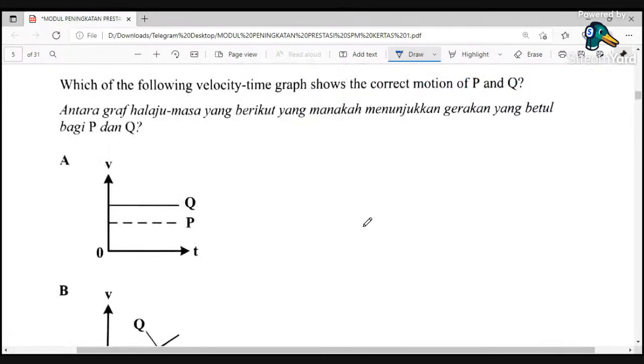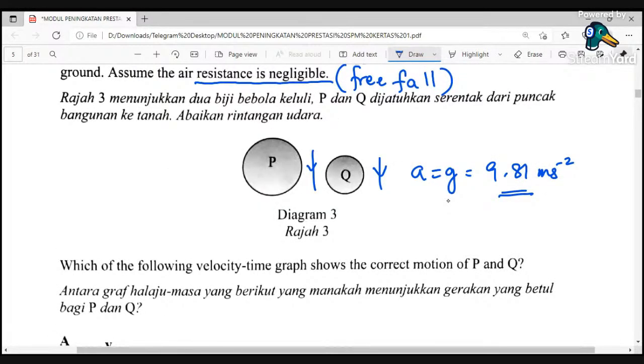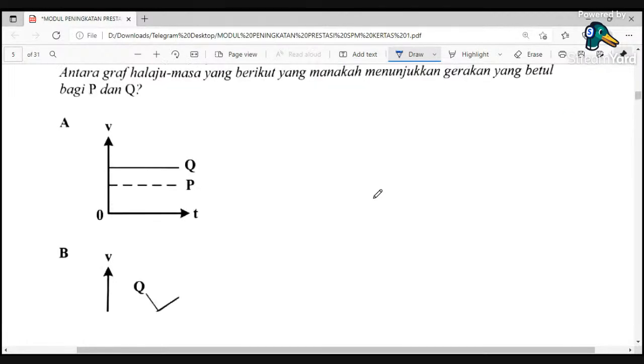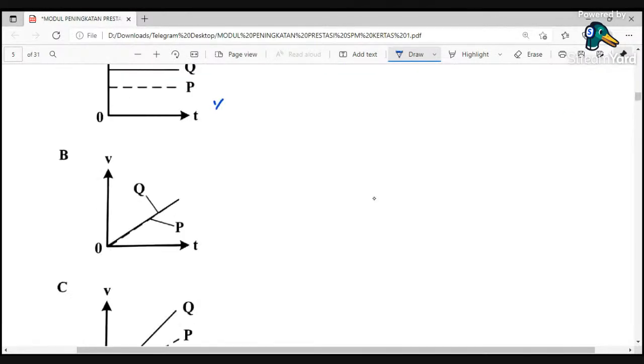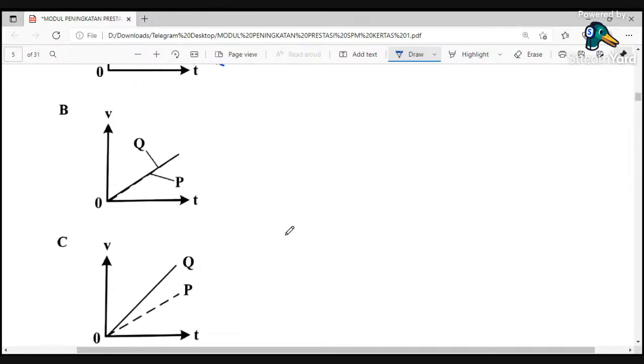Okay, so for the graph of velocity against time, constant acceleration, apa shape dia? Ini adalah motion dia, constant acceleration. Okay, so graph A cannot be accepted. Okay, we can look at B.